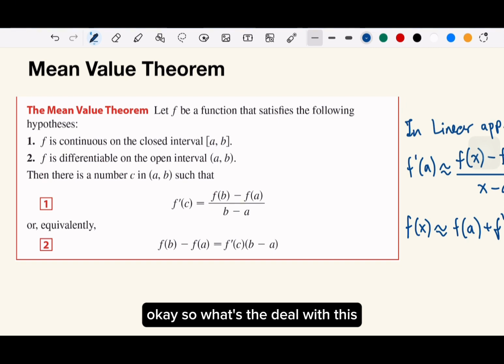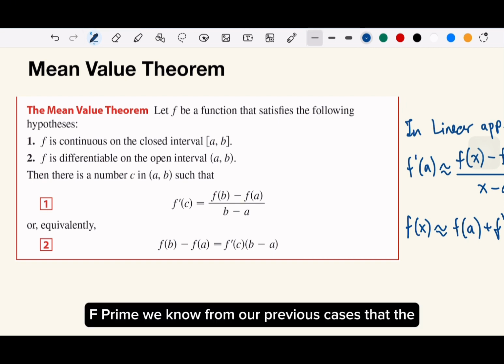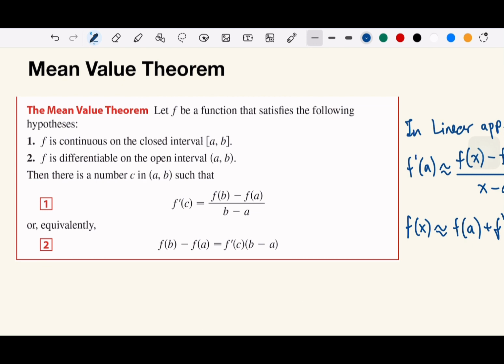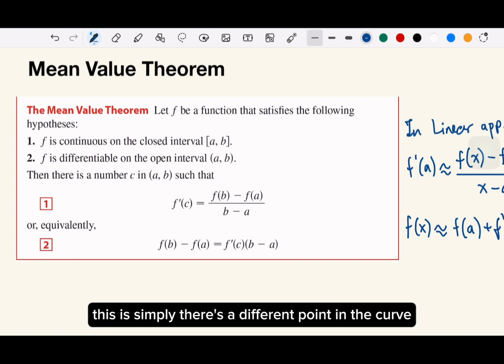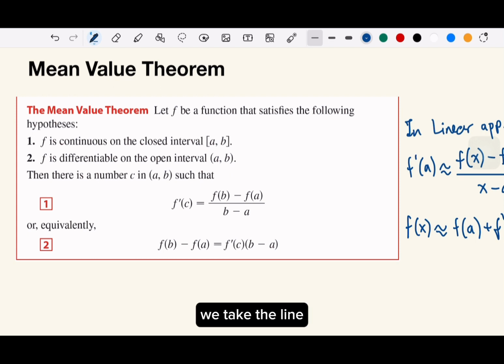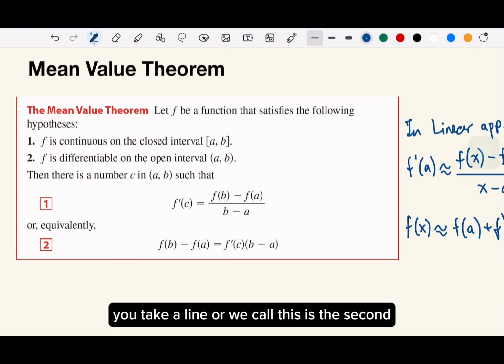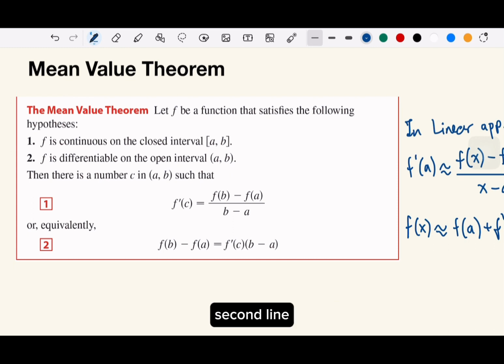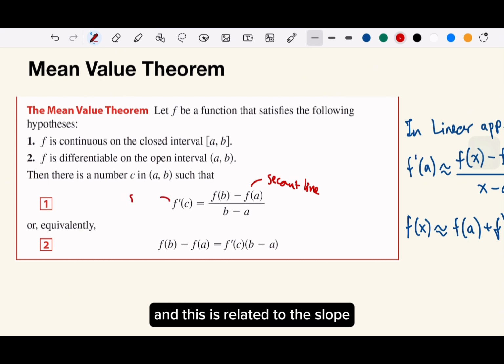So what's the deal with this? We know from our previous cases that f prime is related to the slope of the tangent. How about this? This is simply just a different point on the curve. We take a line, which we call the secant line. So this is the secant line, and the other is related to the slope of the tangent line, right?